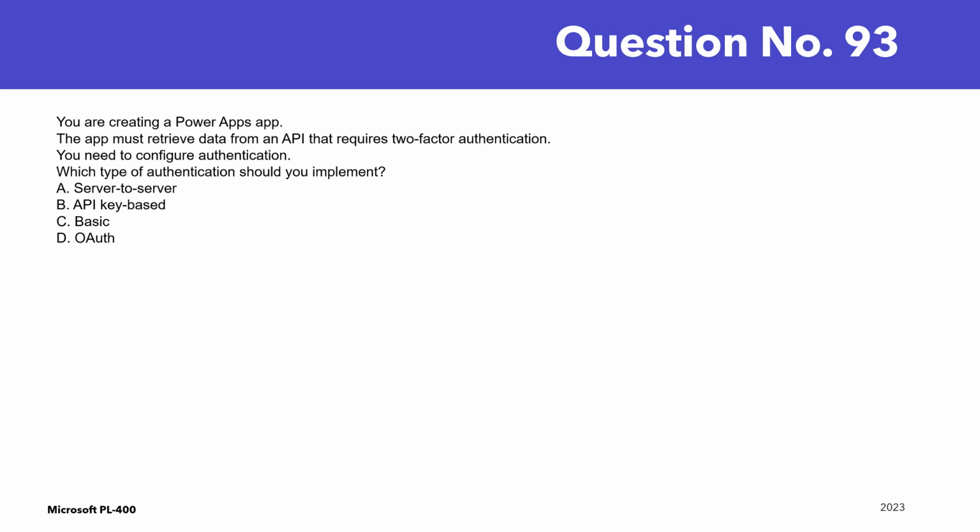A. Server to server. B. API key-based. C. Basic. D. OAuth. Correct answer, D.